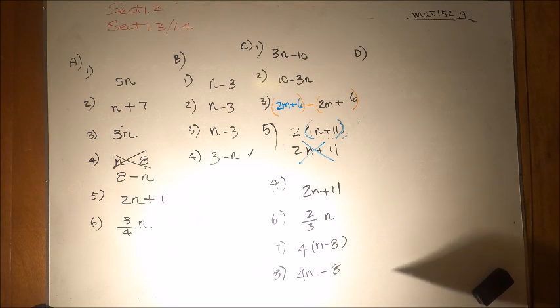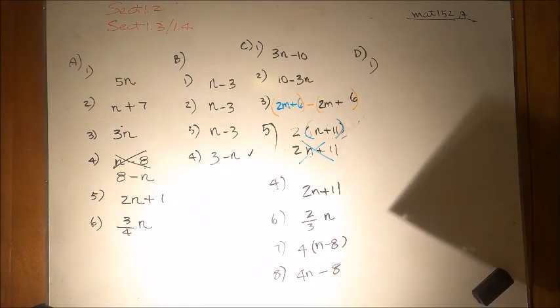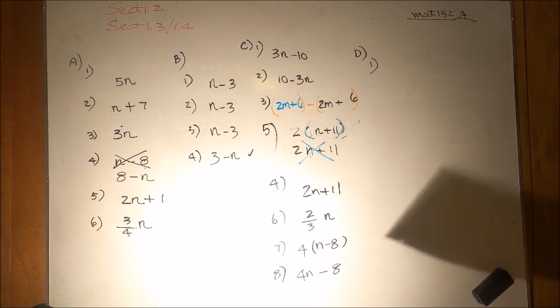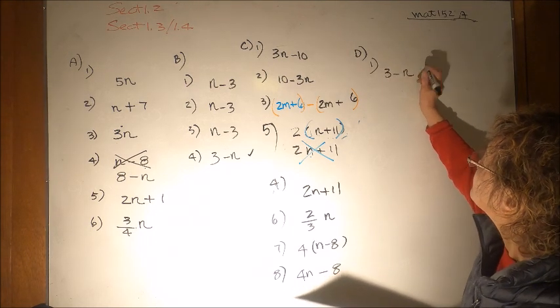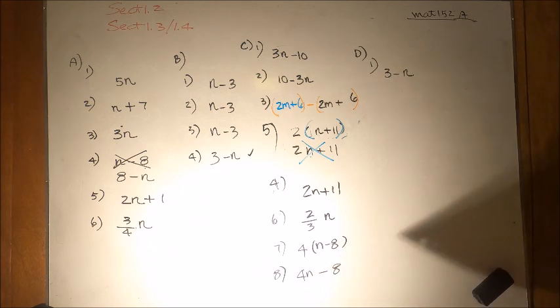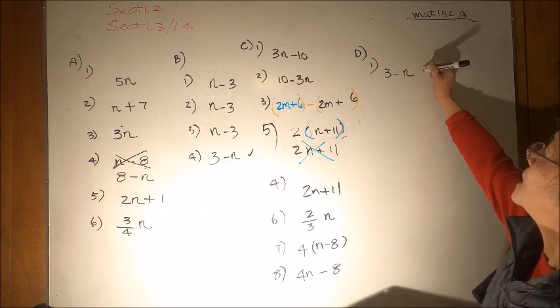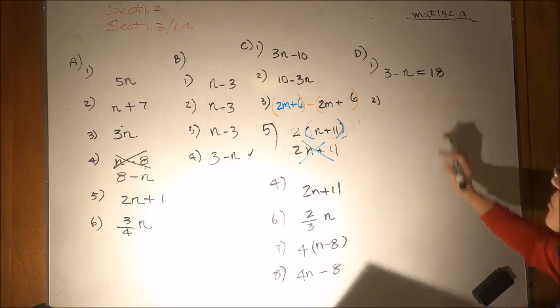Next part, we see all those are what? Expressions. So next one, we will see some equations. First one, we say the difference of 3 and the number is 18. So what is the difference of 3 and the number? So 3 and number, the difference, you use subtraction. Then it says is. Is means what? Equal 18. That's what it's saying.